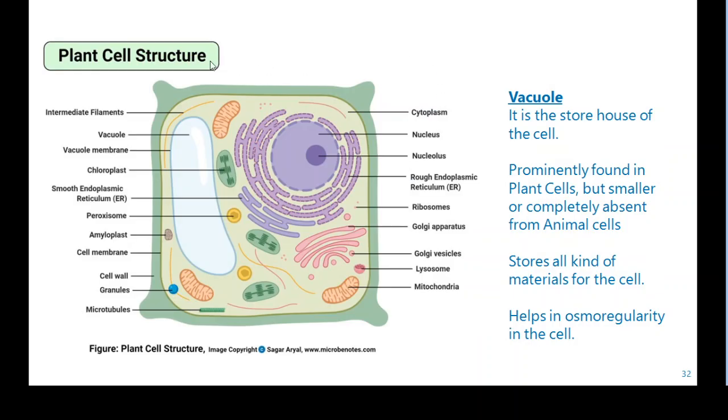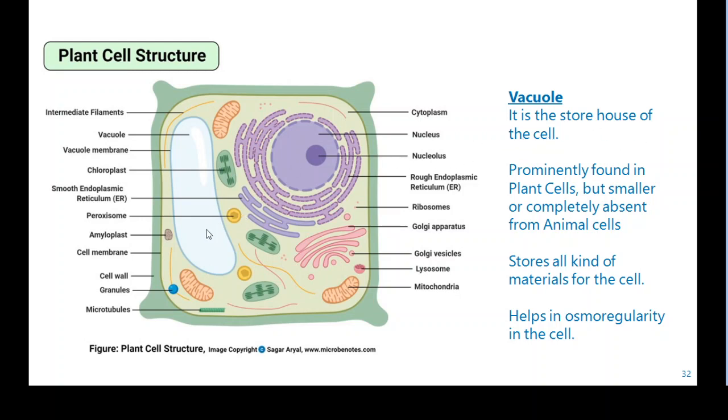So now comes the last organelle, which is again prominently present only in plant cells, and that is the vacuole. Vacuoles are present in plant cells and are mostly absent in animal cells, and if they are present they will be very, very small in size. What is the function of the vacuole? Vacuoles are the storehouse of the cell, right?